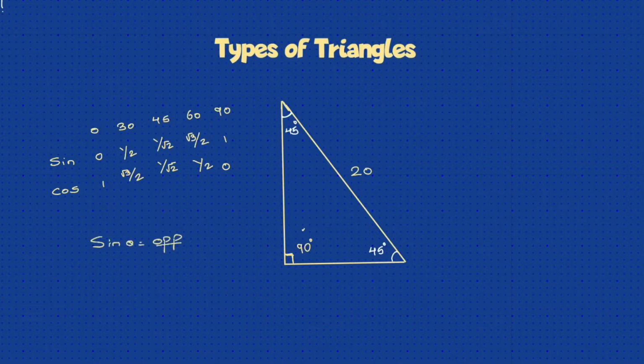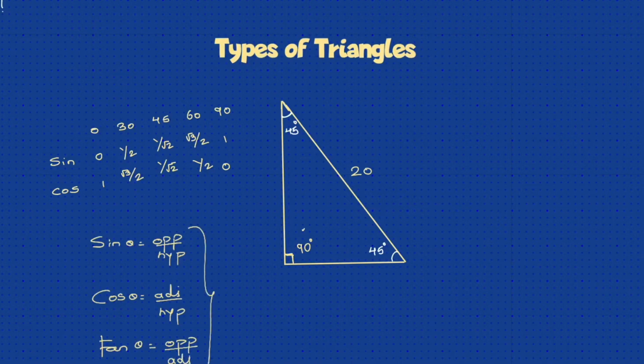Also remember in trigonometry, sin theta is always opposite side upon hypotenuse. Cos theta is always adjacent side upon hypotenuse, and tan theta is sin theta upon cos theta, which is nothing but opposite upon adjacent. Remember these trigonometric ratios. I'll tell you a shortcut for that, but for the time being, remember this.